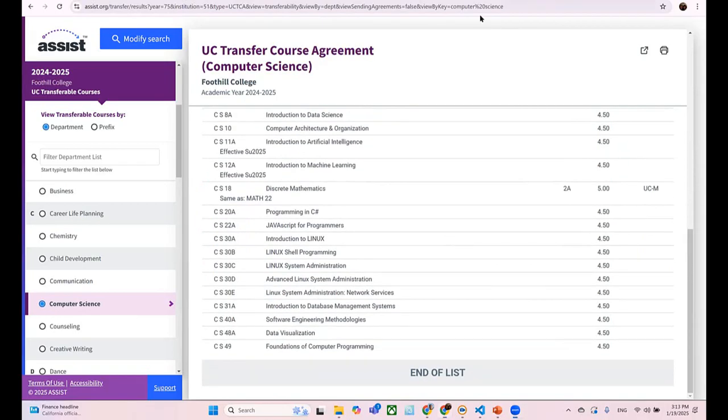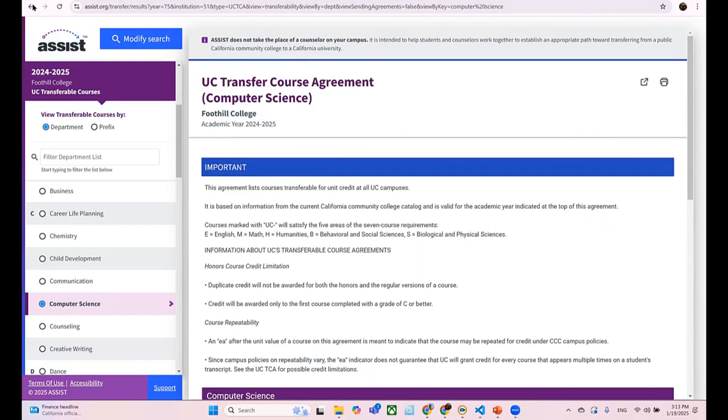These are good courses. And then CS 20 if you like C#, 22 if you like JavaScript. These are good courses as well. These are transferable. And then Linux: usually in UC, they don't teach you Linux, so Linux management, these few courses are also good. 40, software engineering, this is good. Data visualization is good. So these are the transferable courses that if you go to UC, they will at least take for credit. These are the courses that you should look at.